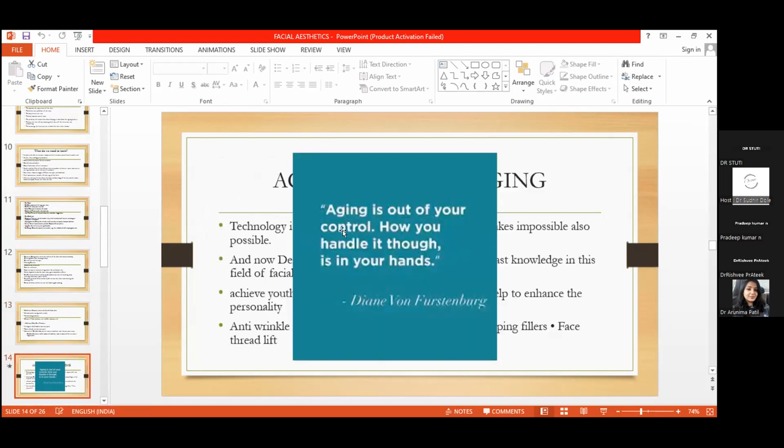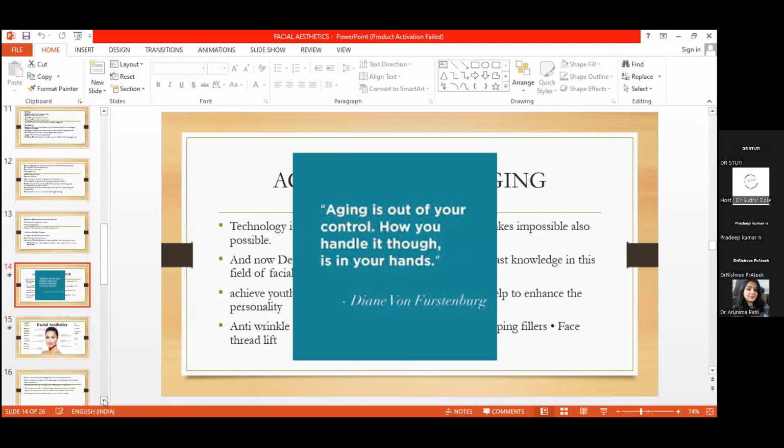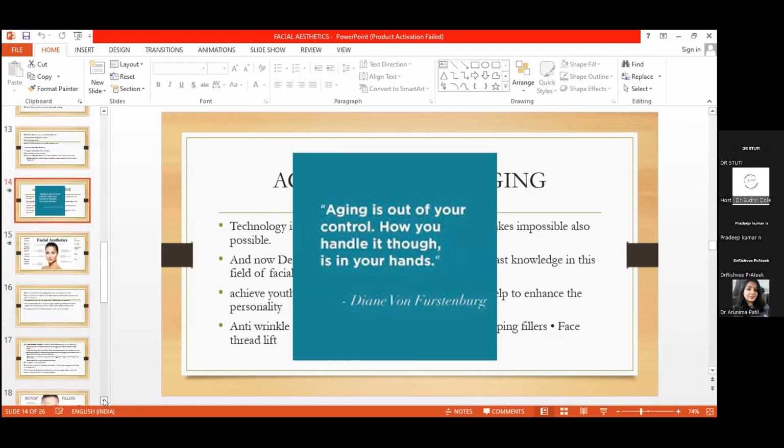So aging is out of our control. How you handle it though is in our hands. So we can guide the clients accordingly. See, aging we cannot stop or reverse, but still we can control that to some extent.